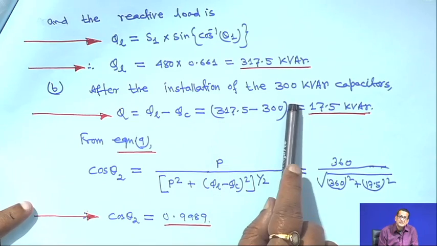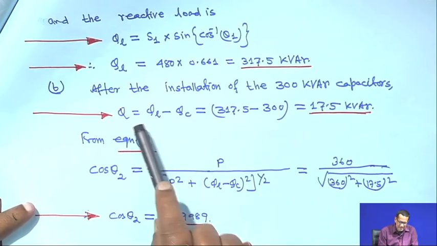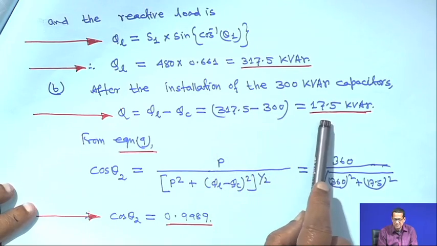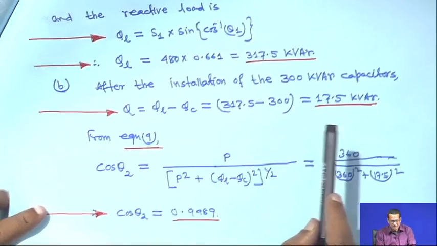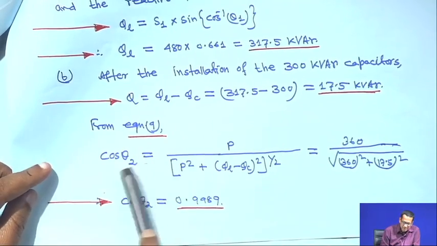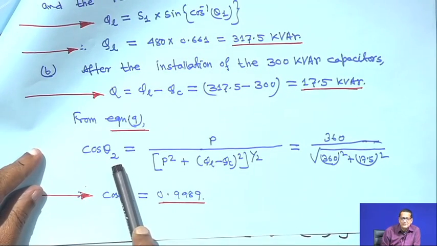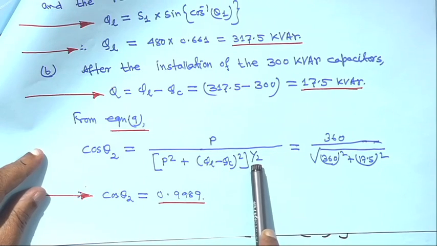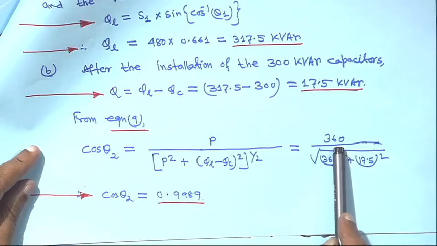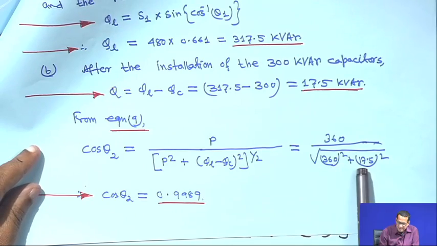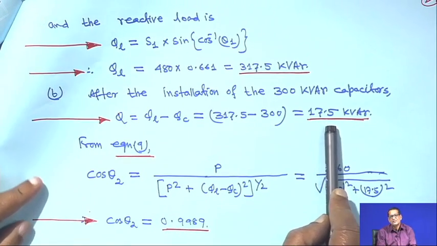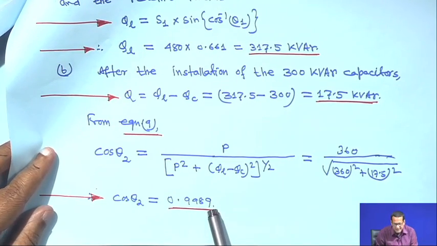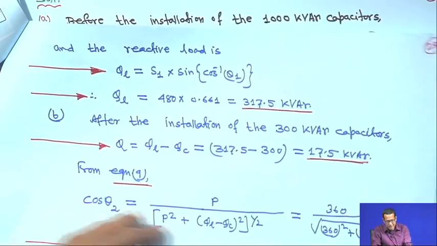Now, after the installation of the 300 kilowatt capacitor, effective Q will be QL minus QC. So, 307.5 minus 300, it is just 17.5 kilovar. From equation 9 you know that cos theta 2, the new power factor after placing the shunt capacitor, is P divided by P square plus QL minus QC whole square to the power half. So P is 360, divided by 360 square plus 17.5 square. So the power factor is nearly unity, 0.9989, cos theta 2.